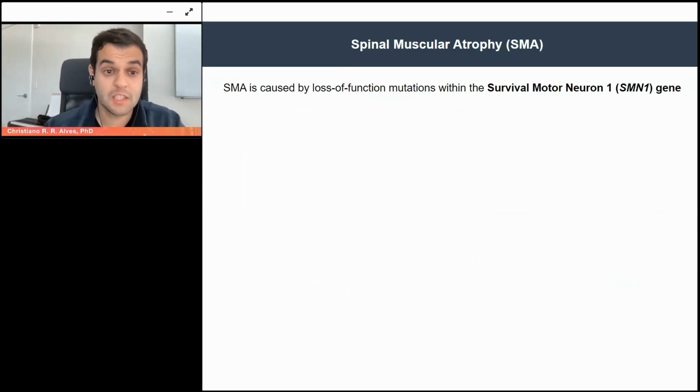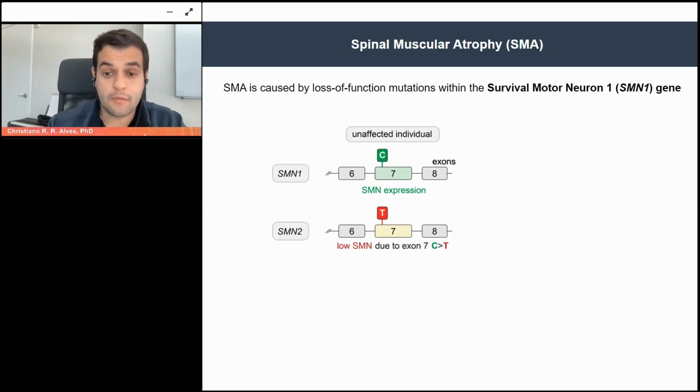what's causing SMA? What's the genetic basis of this disease? Basically, we have loss of function mutations in a gene in our body, and the name of this gene is survival motor neuron 1, or SMN1. And then, when you think about a healthy person, we have 2 genes in our body, the SMN1 and the SMN2. And this is something that happened in evolution because most species don't have the SMN2.